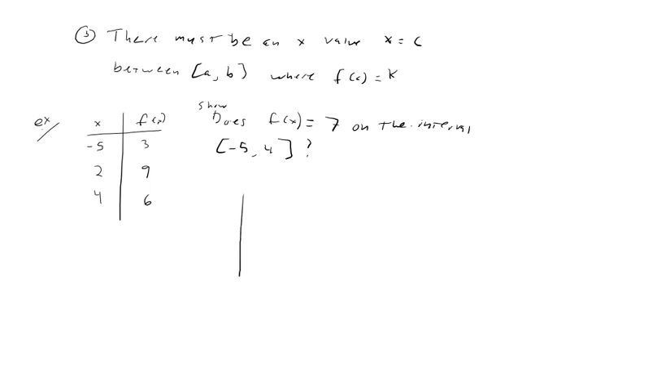You have to imagine in your mind this -5, 2, and 4. You can picture this graph. You can look at this graph and think, okay, if I'm at -5, I'm at 3. Here I am at 3. 2 goes up to 9, right here, and 4 goes to 6 right here. So you can imagine this picture of the graph. You know it starts at 3, it's got to somehow go up to 9 and then back down to 6.